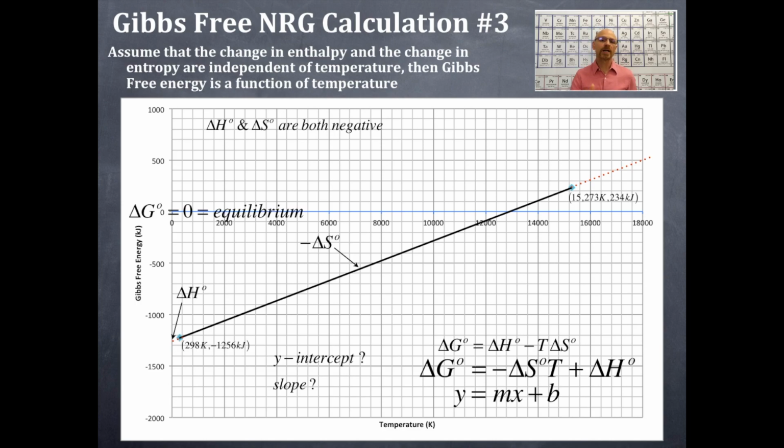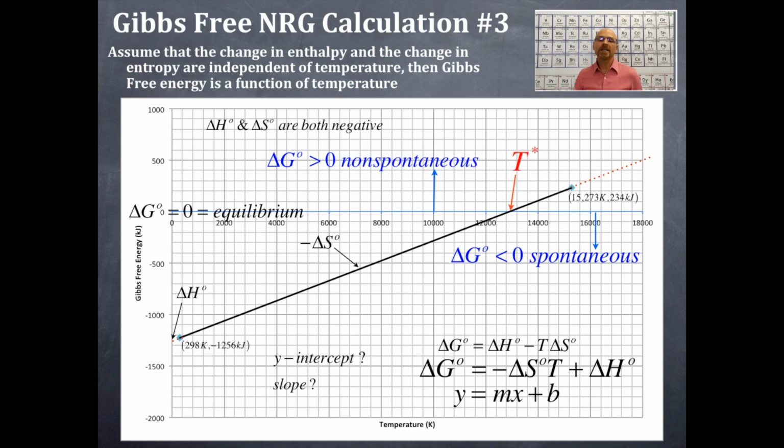So at equilibrium, delta G is equal to 0. That's where that blue line is. Above this blue line is when the delta G is positive and non-spontaneous, as you can see at that elevated temperature. Below the blue line, it's spontaneous and the delta G naught is negative, that is, less than 0.